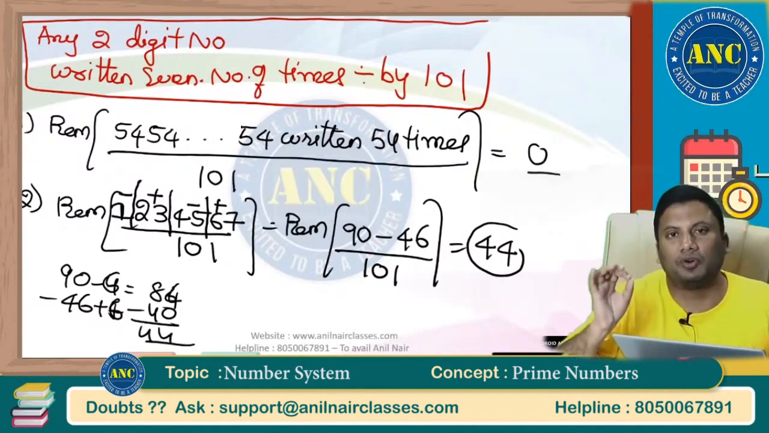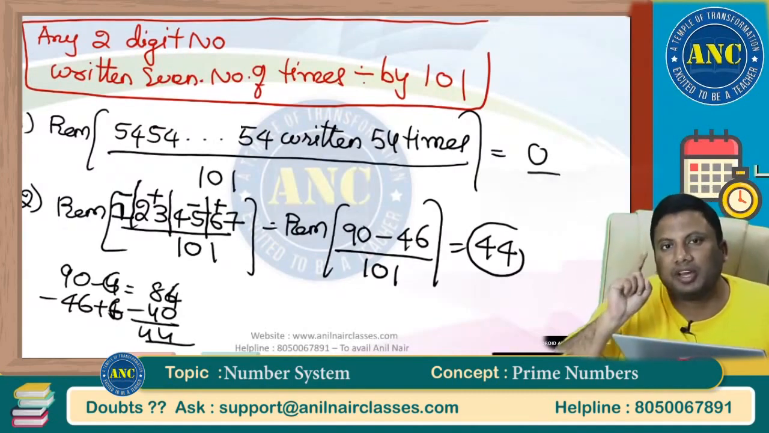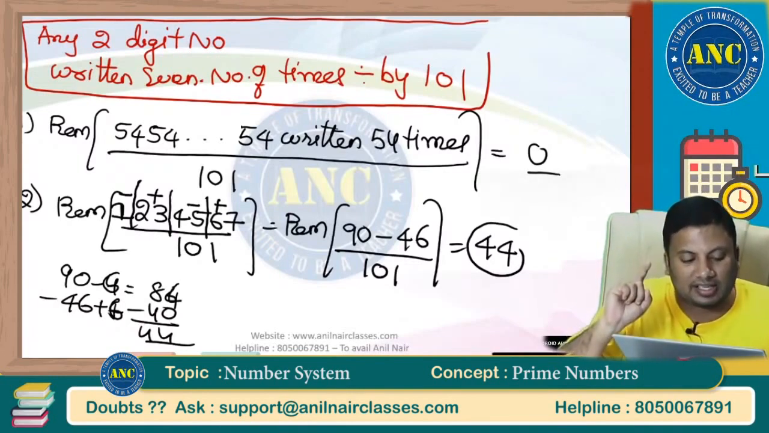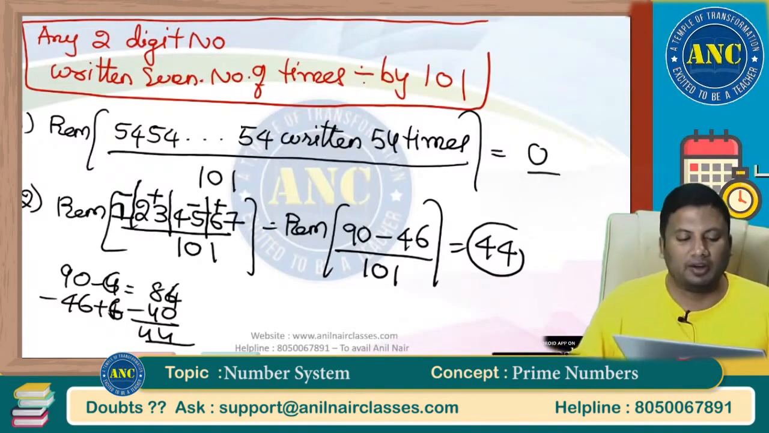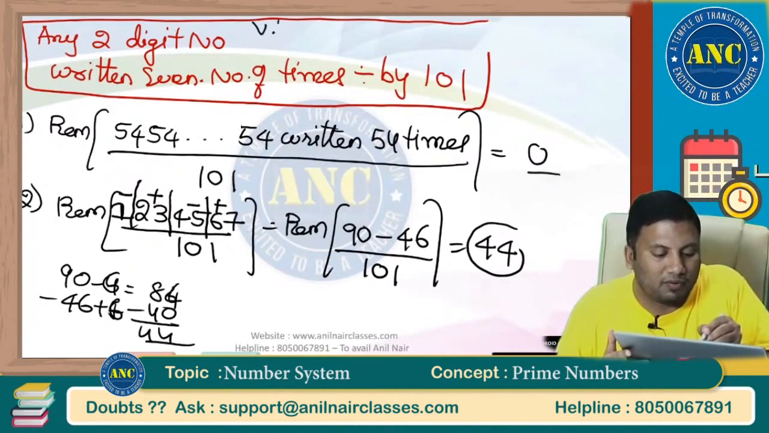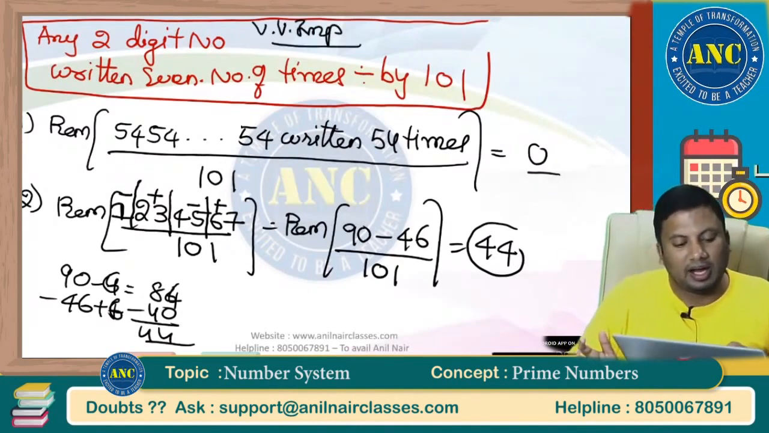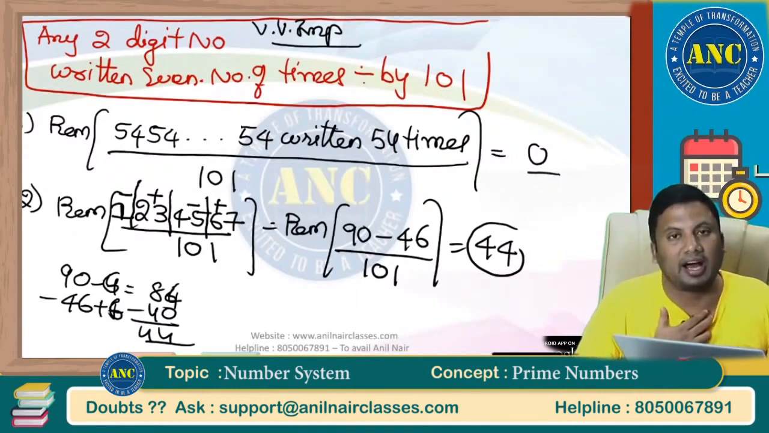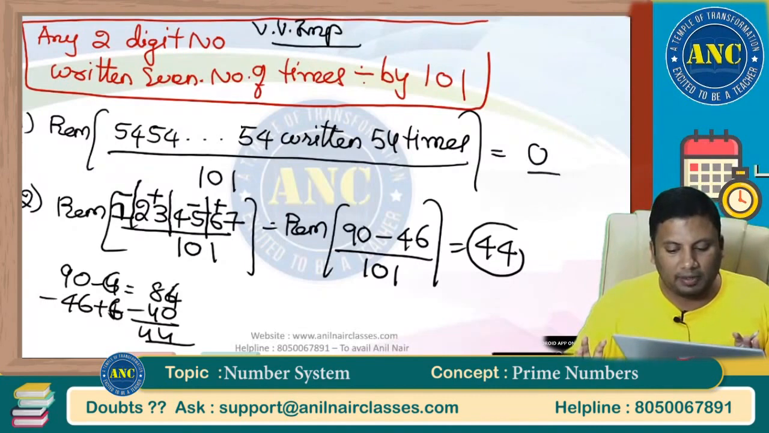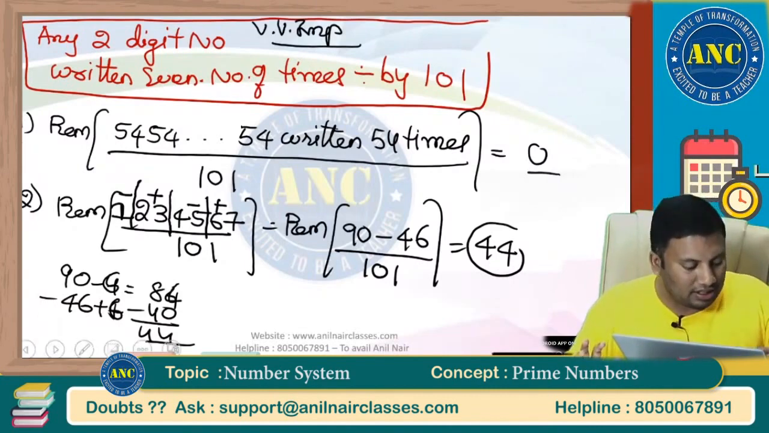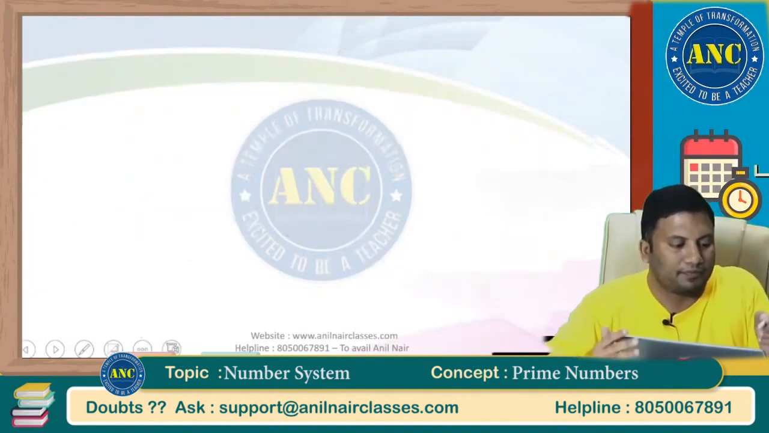Take a group of 2 digits. In the previous problem, we got 101, so I am discussing the divisibility rule of 101. Any 2 digit number, very, very important, written an even number of times is always divisible by 101. Then we will discuss some more.